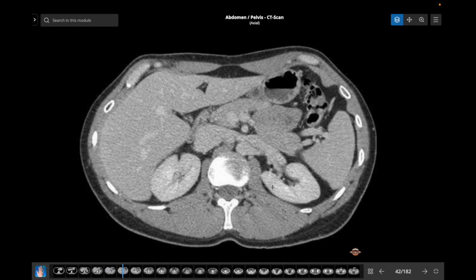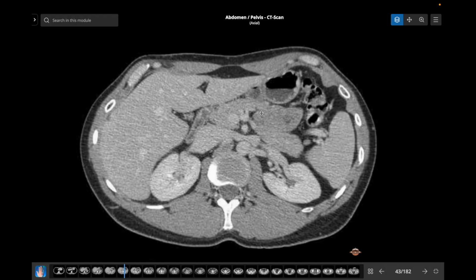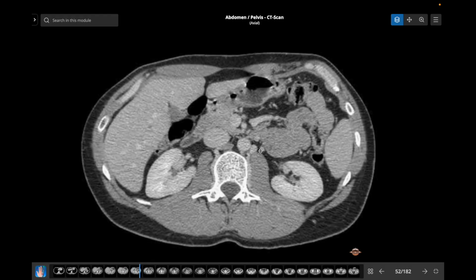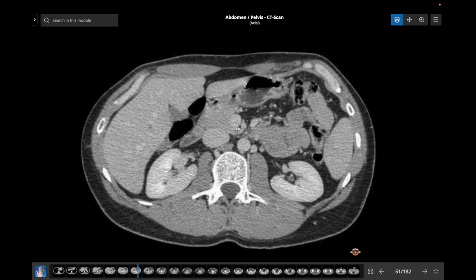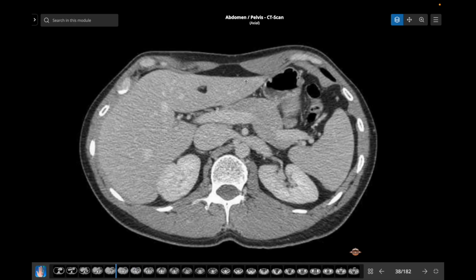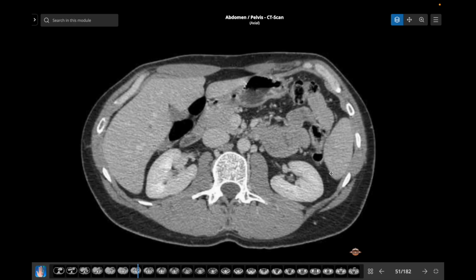The pancreas drapes over like this. So this is the pancreas here. It's not the best quality scan, but yeah, pancreas here. So uncinate process, pancreatic head, body, tail there.